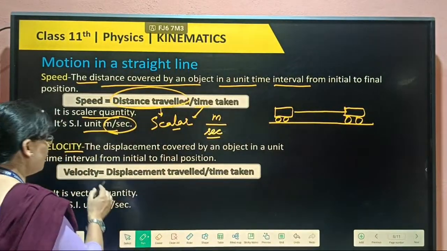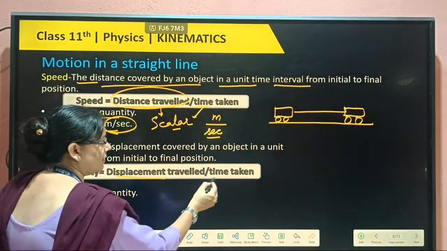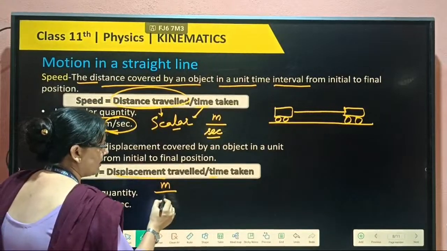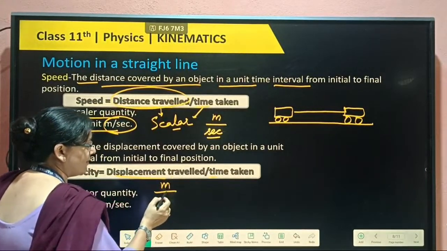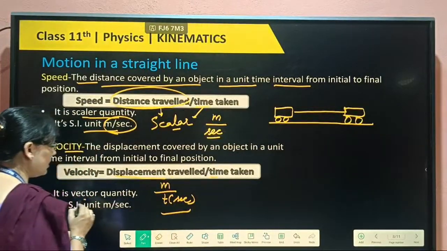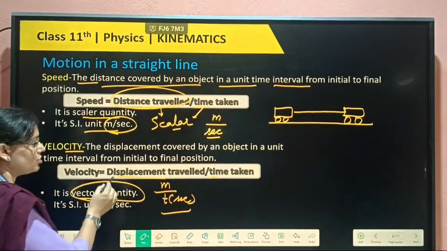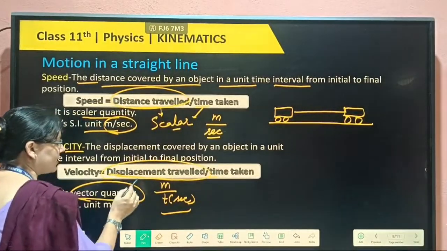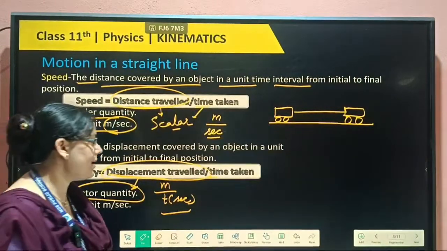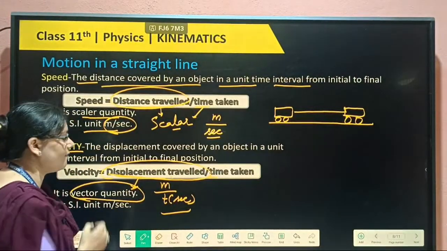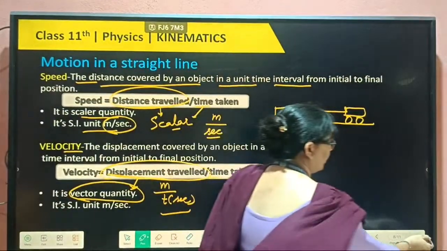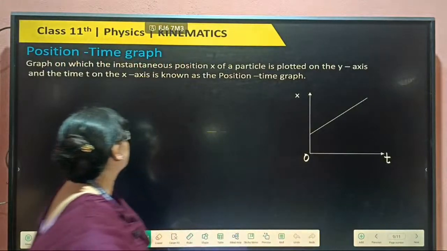So velocity is displacement traveled per unit time. Displacement is in meters, divided by time, which is in seconds, so meter per second is the unit of velocity. It is a vector quantity because displacement is a vector quantity, having direction as well as magnitude, divided by time. Clear to everyone? Next we will move on to our graph.